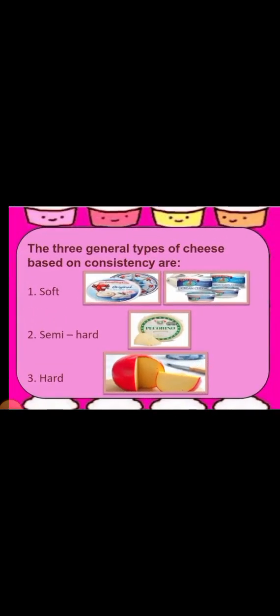There are different kinds of cheese. We have three general types of cheese based on consistency. For example, first is soft, as shown in the picture. Second is semi-hard. Then the third is hard. The hard cheese, we can see it in the picture as the third one.